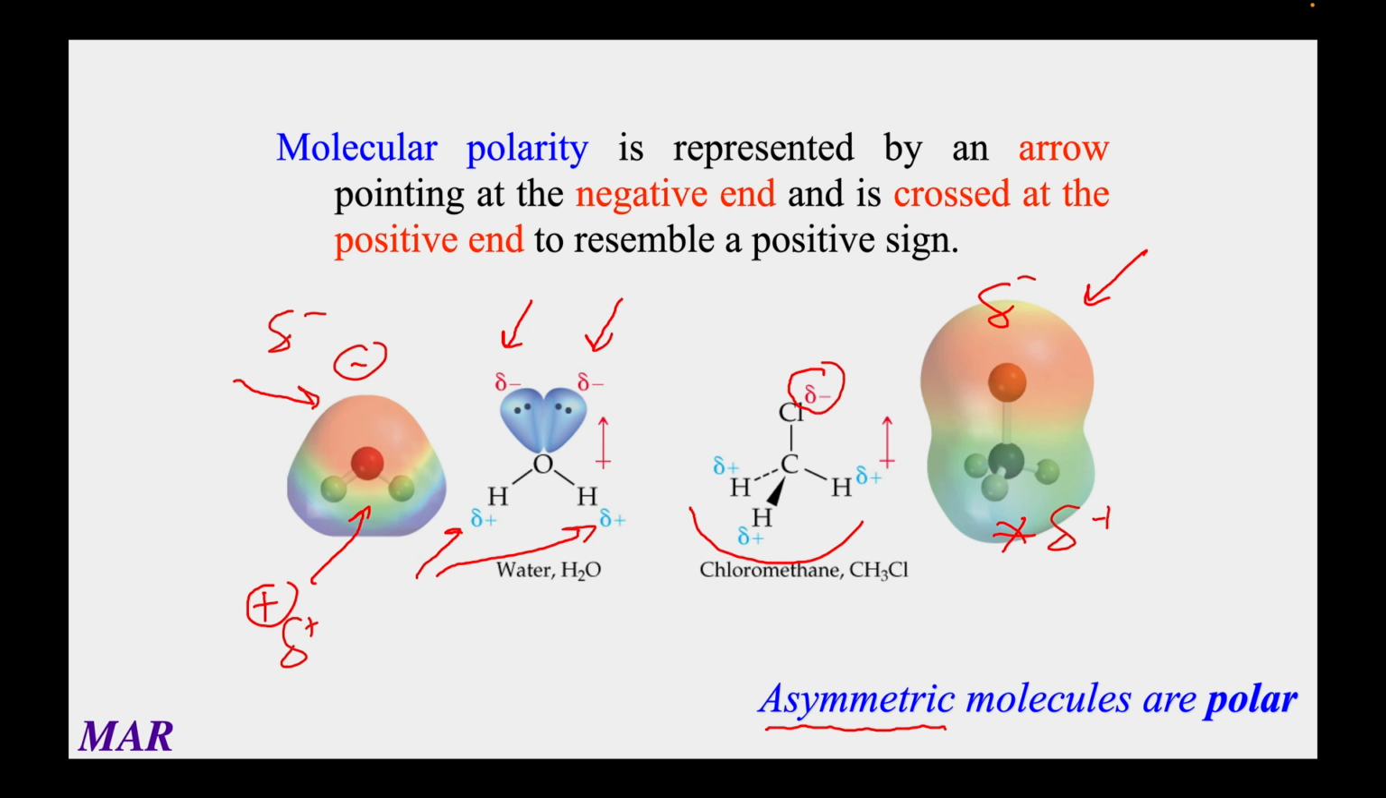Now, chloromethane there is also asymmetric. Around the carbon, you have three hydrogens and one Cl. So you don't have all the same stuff. Like you don't have just hydrogens or just Cls, but it's a mixture of H and Cl. That makes it asymmetric, and that makes it a polar molecule. You've got more electron density in the top than you do on the bottom.